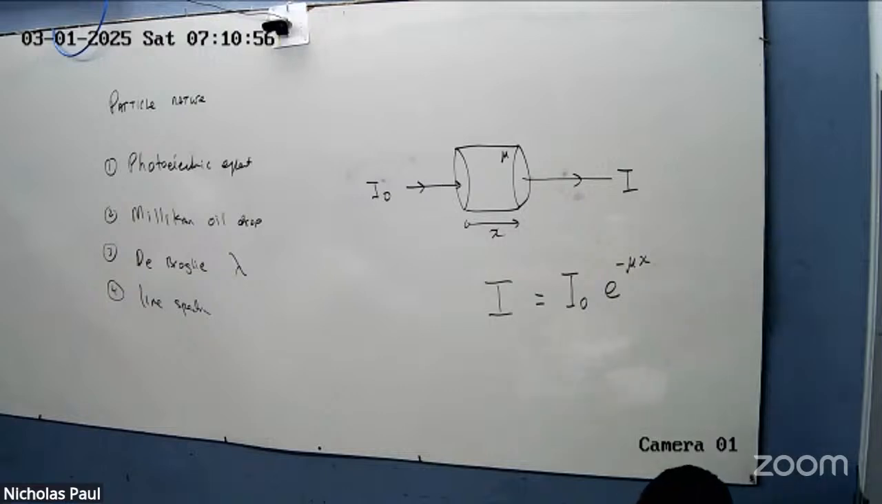There's a formula to find the intensity that comes out after it passes through the medium. I naught is the total intensity, the highest intensity. Which would give you like 3,000.